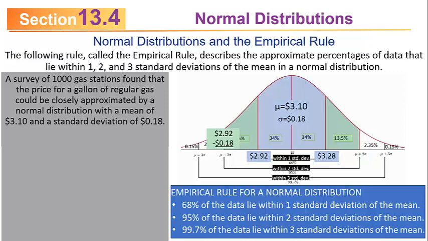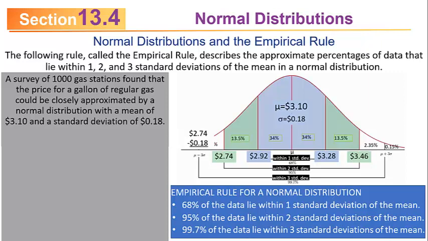If I want to go two standard deviations from the mean, I start at 292 on the left and take away another standard deviation, which means I subtract another 18 cents. That would take me to 274. Then I move to the right and move from 328 another standard deviation, which means I add another 18 cents to 328, and that gets me up to 346. So to be between two standard deviations from the mean, the price of gas would be between 274 and 346.